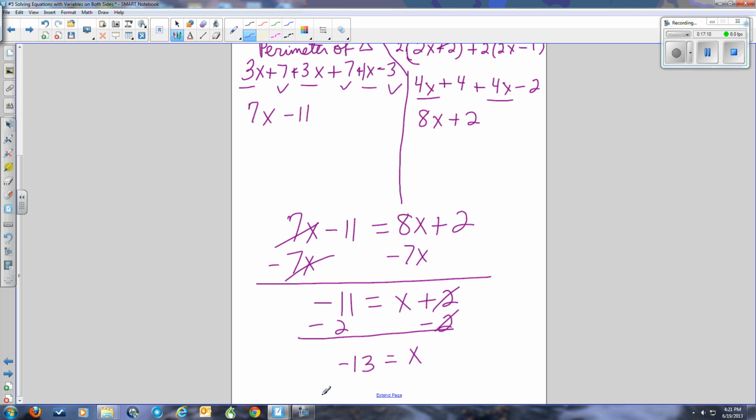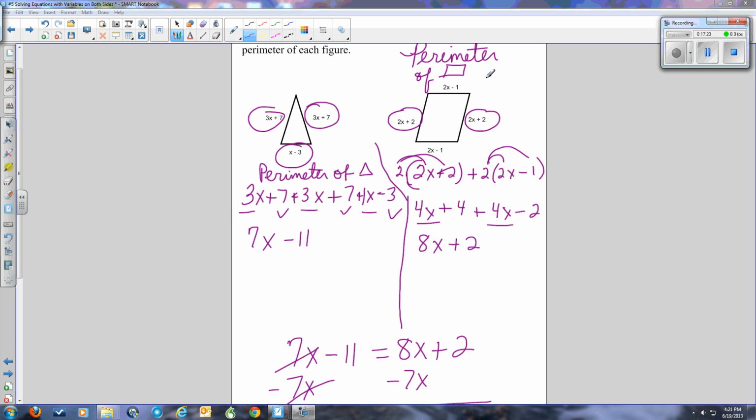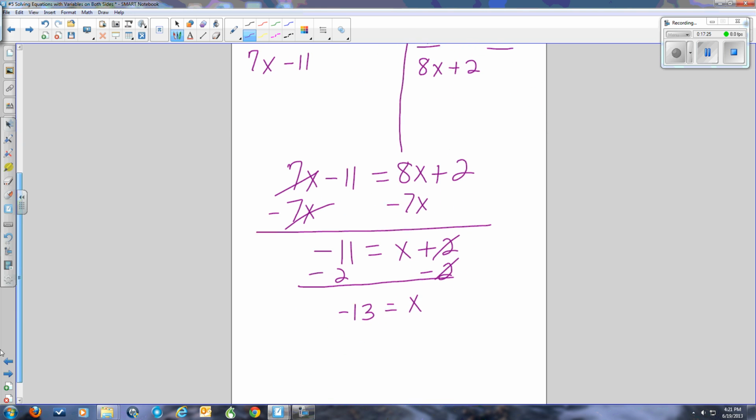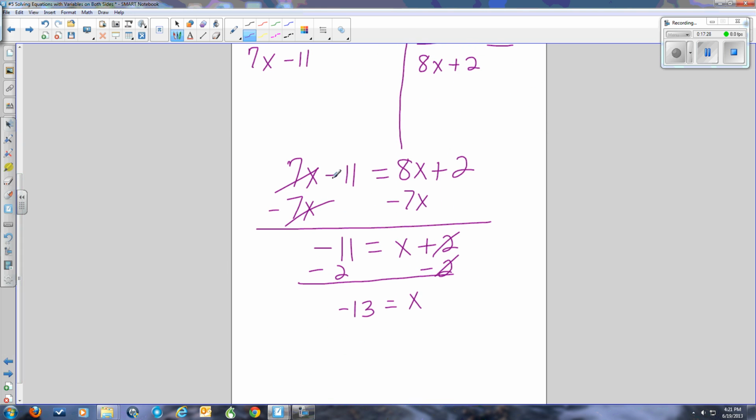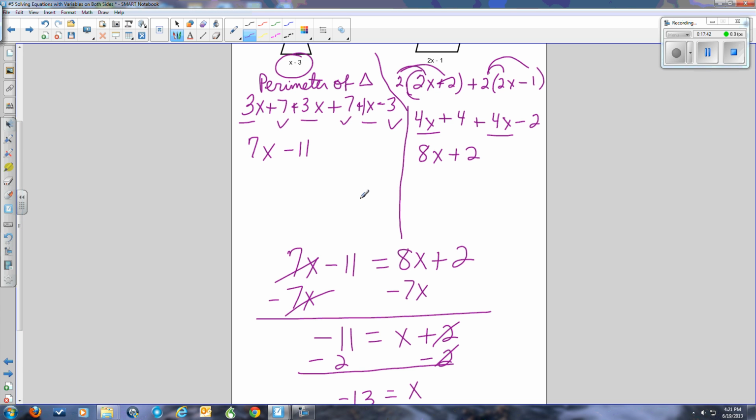Now, it says they want us to find the perimeter of each figure. Well, right off, we notice that there's a little bit of a problem here because we're getting a negative here, and if I'm going to plug a negative into this expression, or either one, I'm going to end up with a negative number for my answer. So we need to go back and take a look and see was there a mistake made along the way, and I can see one right off.